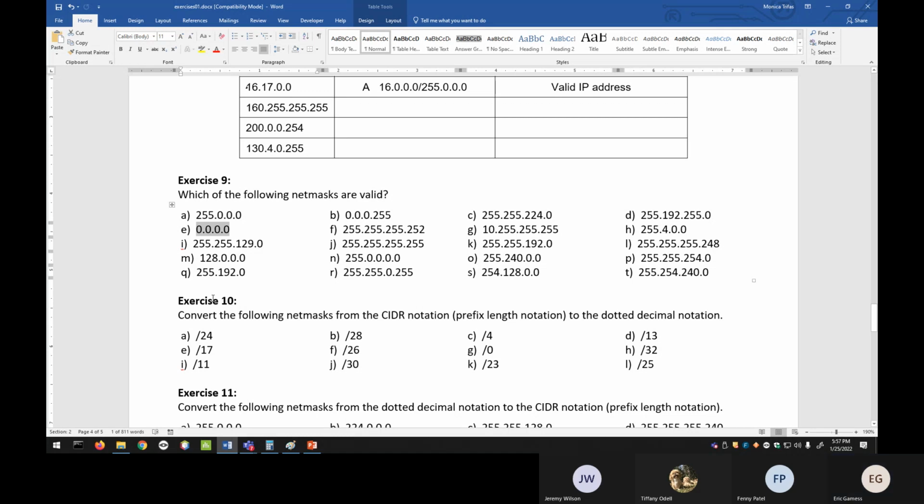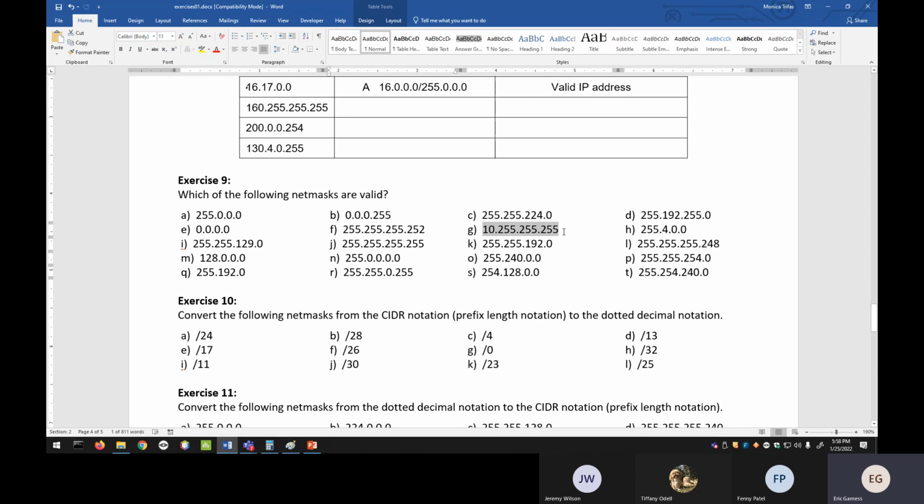Is this a valid net mask? Yes, it is. How many ones we have? 31, followed by 2 zeros. Because 252 is 1111 1100. So we have 31 followed by 2 zeros.